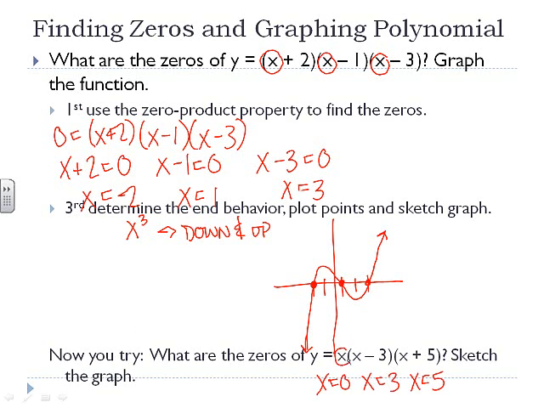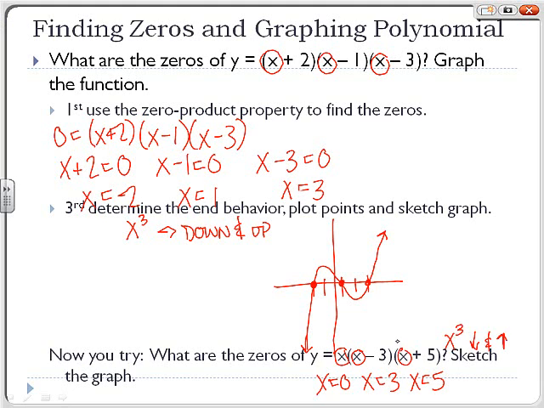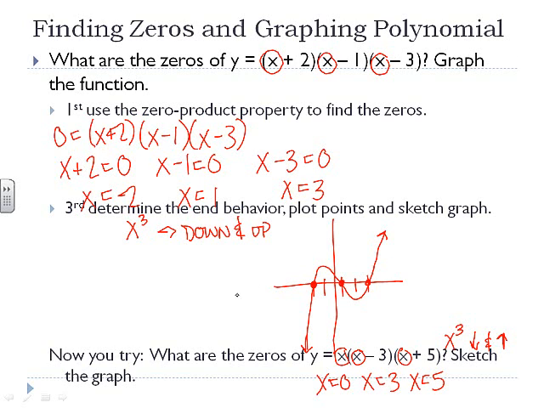Once again, take the first terms of each one and multiply them, and you find that your first term is an x cubed, making the end behavior down and up. So when we sketch the graph, you would have, this one is a negative 5. You would have an x-intercept at negative 5, one at 0, and one at 3, starting down and working your way up.